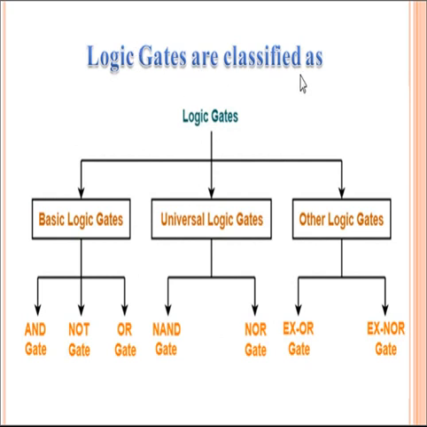How are these logic gates classified? These logic gates are classified into three categories. One is basic logic gates, the second one is universal logic gates, and the third one is other logic gates. Coming to basic logic gates, they are categorized as AND gate, NOT gate, and OR gate. Again, the universal logic gates are NAND and NOR. Other logic gates are XOR and XNOR.